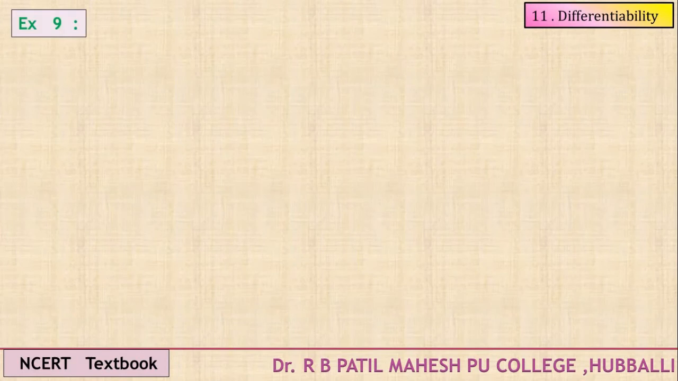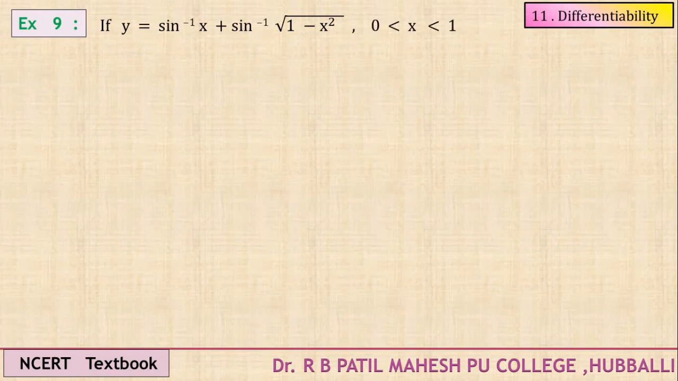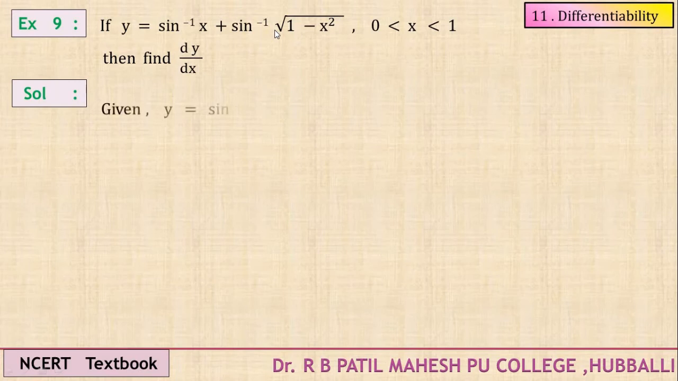Okay, next example. If y is equal to sine inverse x plus sine inverse root of 1 minus x square, where x is less than 1 and greater than 0, then find dy by dx. This example we can write in two ways. One is, you know what the sine inverse of root of 1 minus x square is, just now I explained. No need of taking the substitution method.